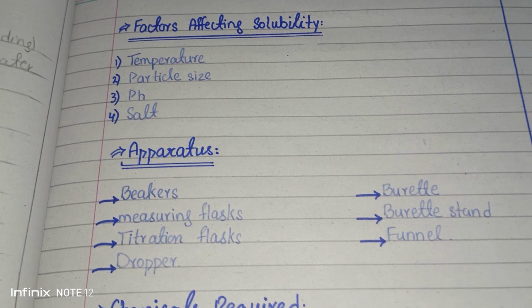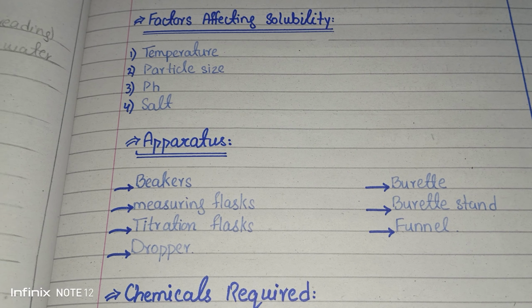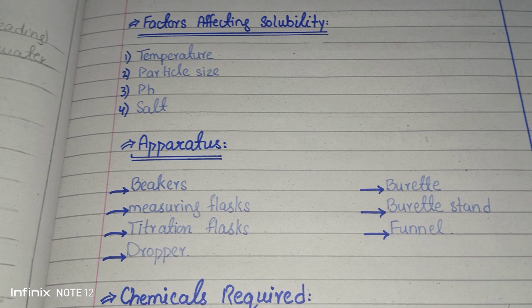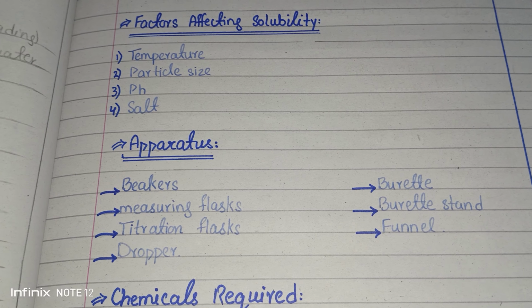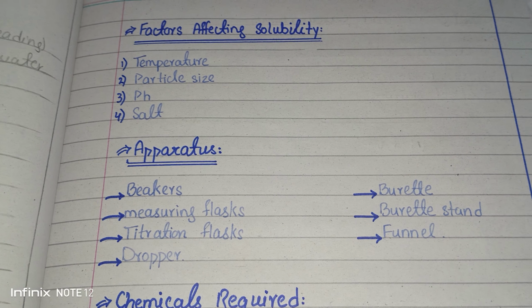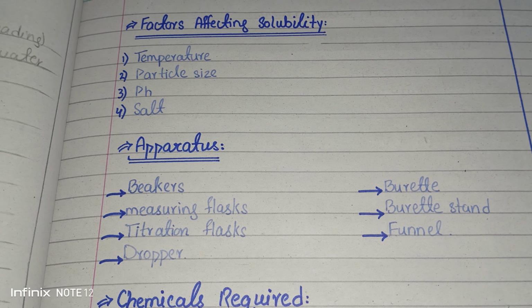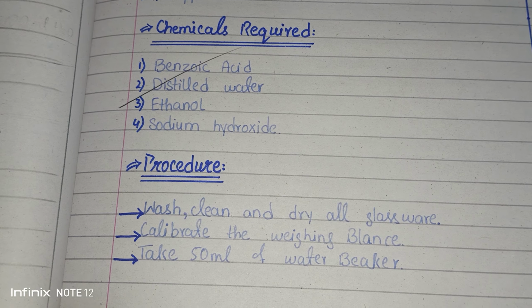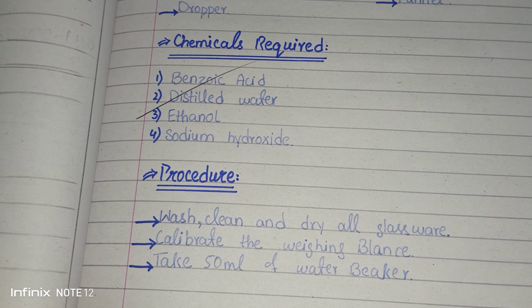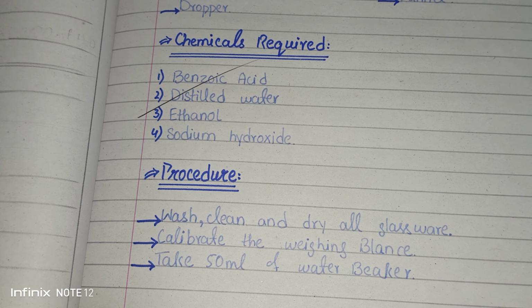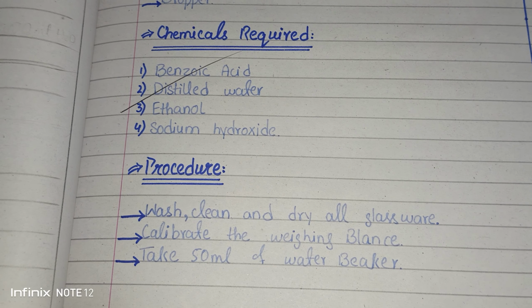Now we are going to discuss the apparatus of this experiment. The apparatus you will need is a beaker, a measuring flask, a titration flask, dropper, burette stand, and funnel. This is the apparatus which you need. Now we discuss the chemicals required for this experiment. The chemicals required are benzoic acid, distilled water, ethanol, and sodium hydroxide. These are the chemicals you need.